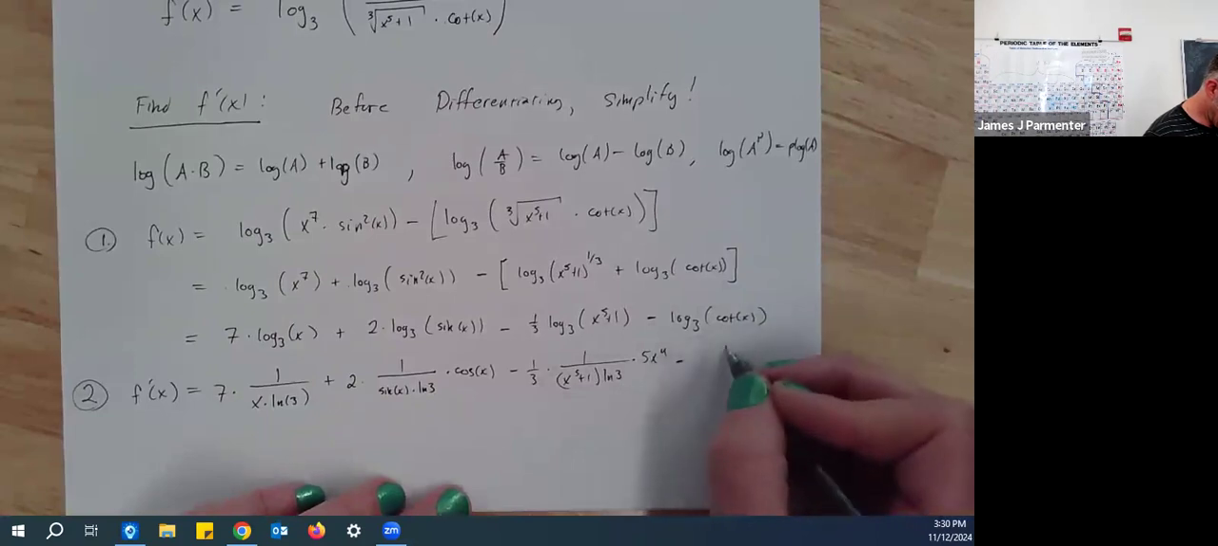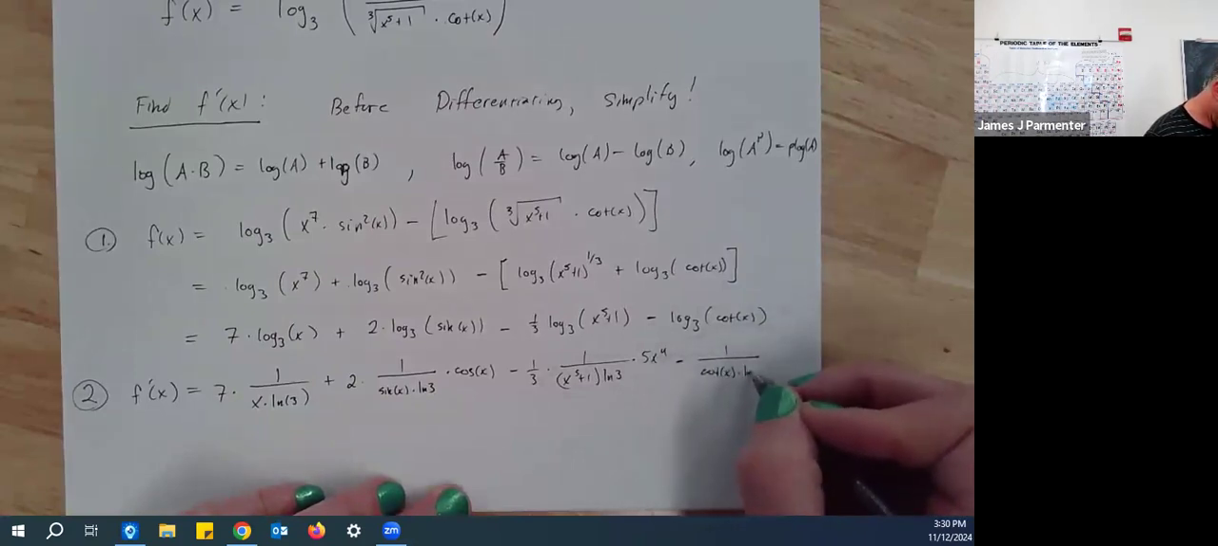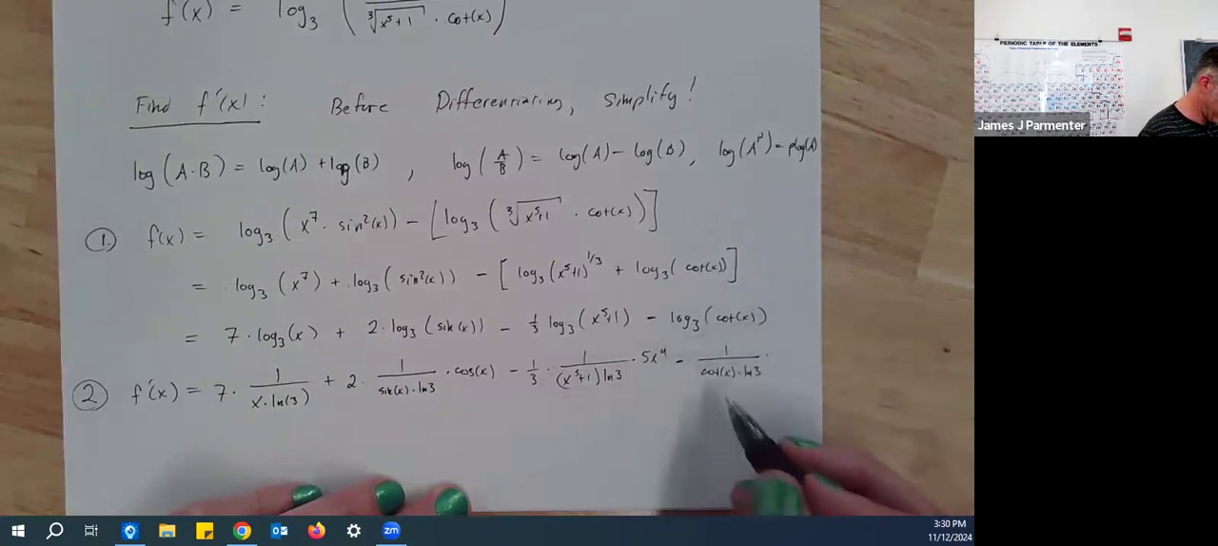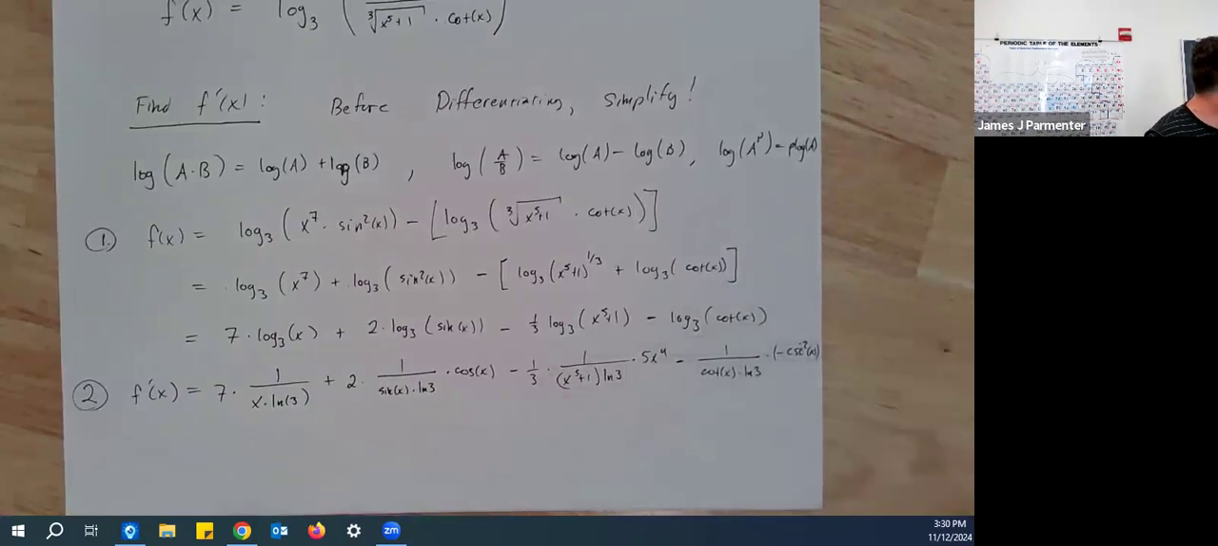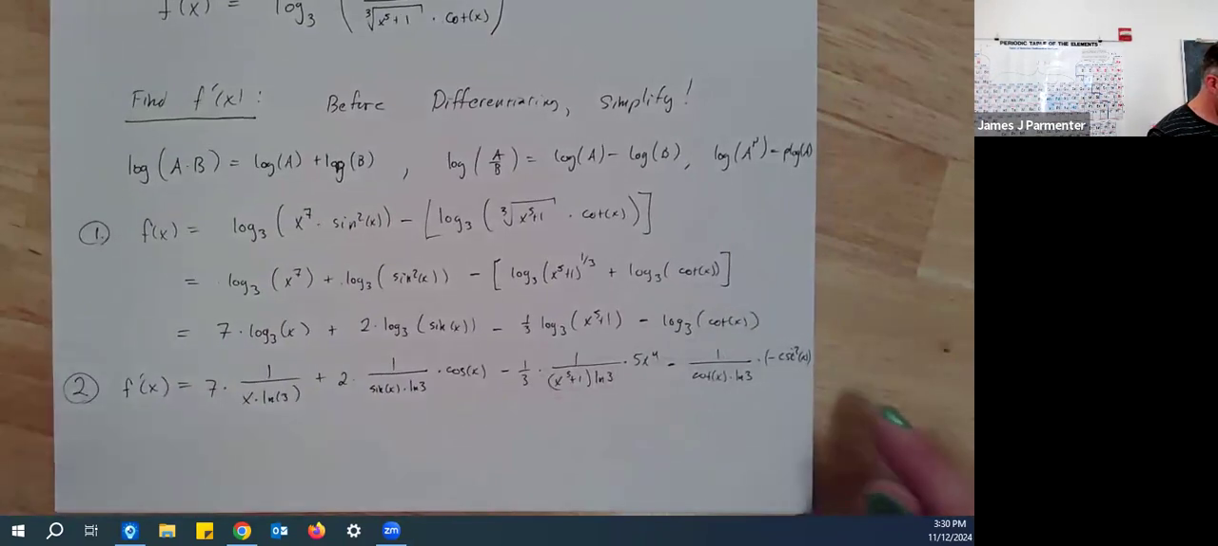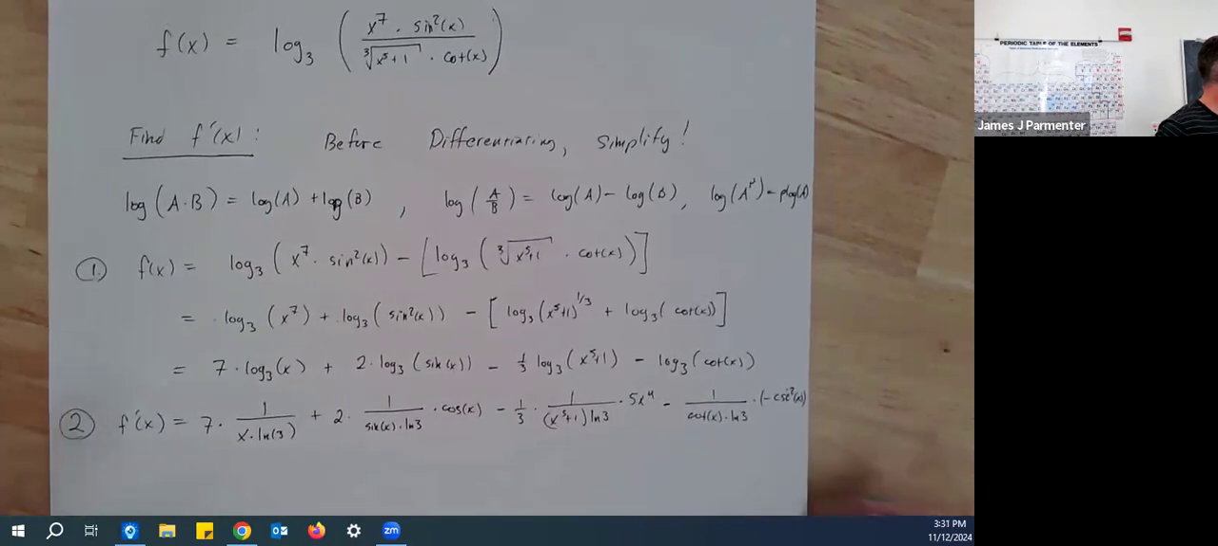Finally, minus 1 over cotangent of x, natural log of 3, and then multiply by the derivative of cotangent of x, which is negative cosecant squared of x. Still pretty gross, but not nearly as bad as if we had not simplified it first. We'll stop there.